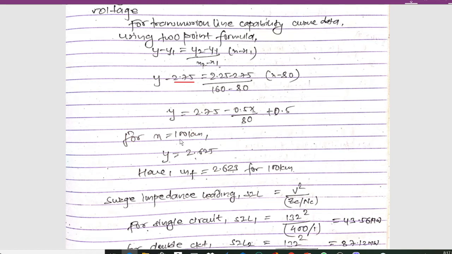The line distance is given as 100 kilometers. So here we will use the value x equals 100 kilometers. So y will be 2.625, which is the multiplying factor. So the new multiplying factor for 100 kilometers is 2.625.